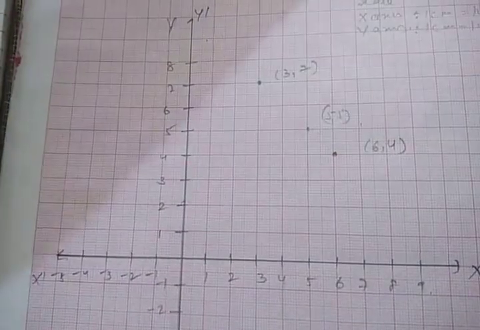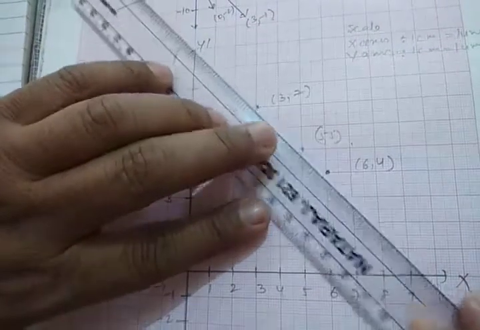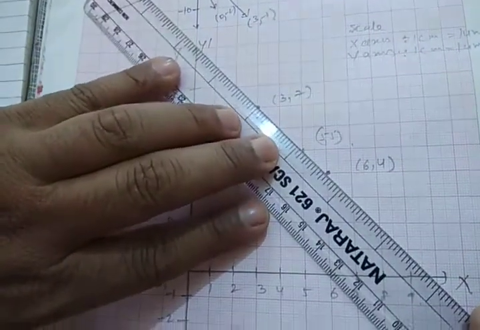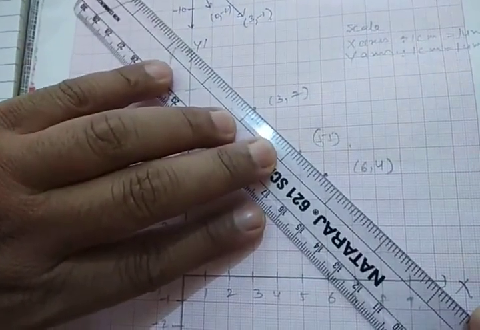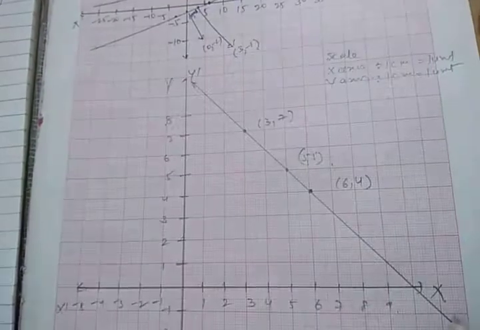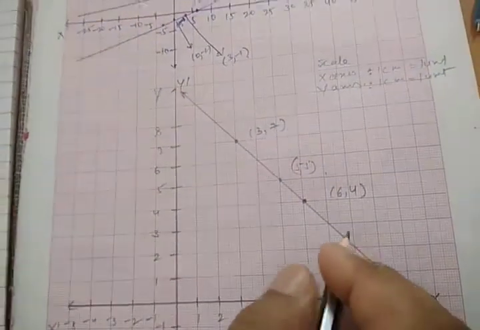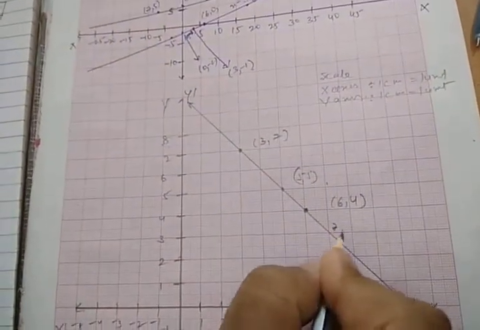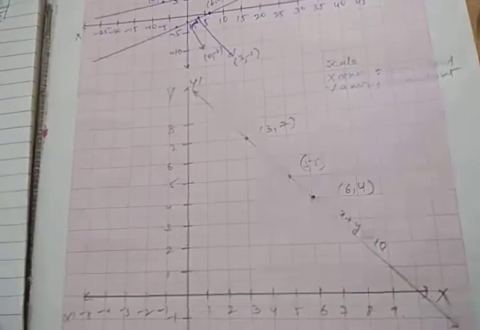Now just draw a straight line over here joining the points. So we can have the points like this. This represents the straight line x plus y is equal to 10.